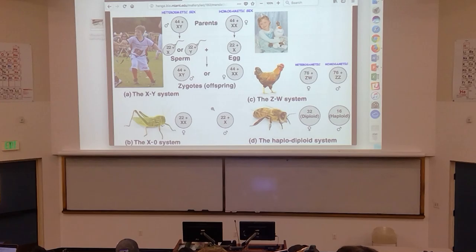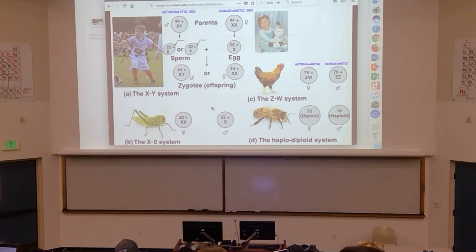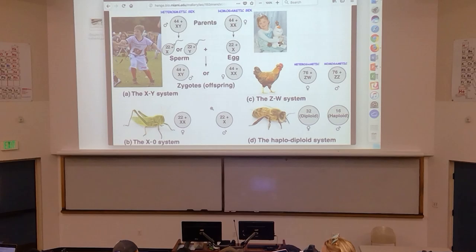Now, there are other ways of determining sex. Here we have one called the XO system, in which there is only one size chromosome. The female has two of the same size chromosome, but the male only has one. In the ZW system, it is exactly reversed. It's found in a number of avian species, including chickens, in which the heterogametic sex is female, not male, and the homogametic sex is male, not female. And in bees and a number of other insect species, you end up with diploid and haploid conditions that are responsible for sex determination.